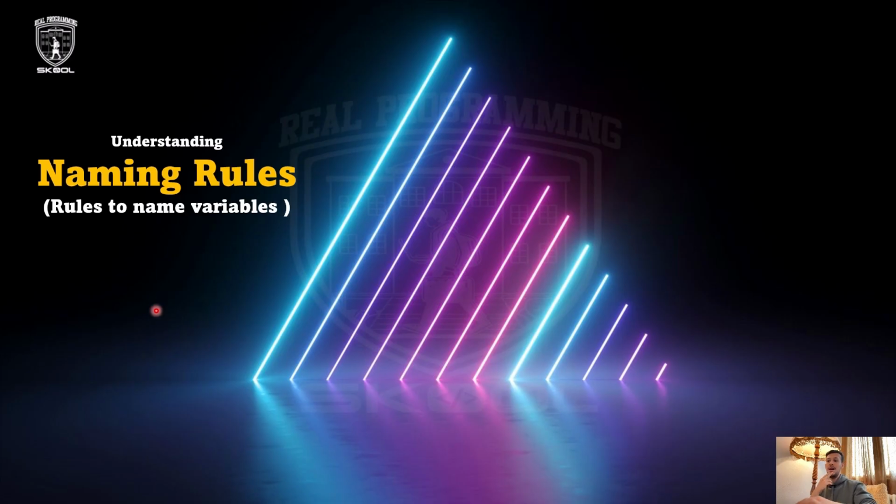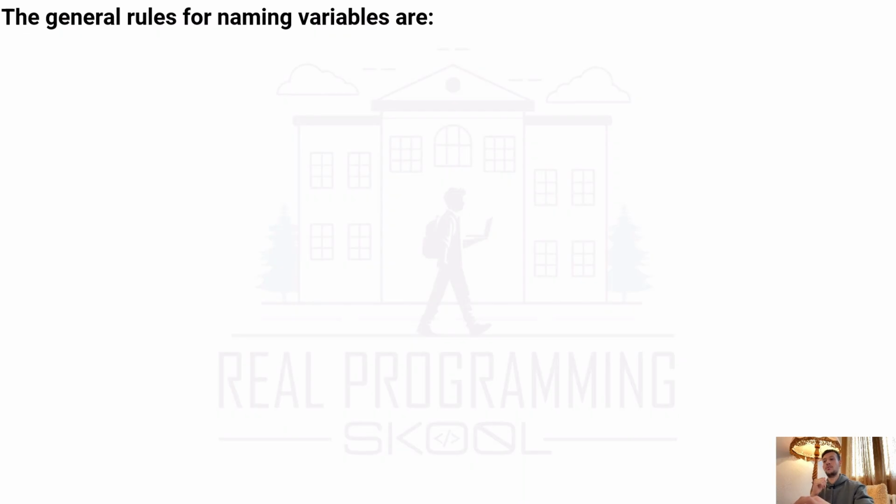And now we have rules to name variables. You cannot name the variable as you want. Yes, I can name it cuckoo, susu, fufu, but there are also rules for naming. Let's see the rules of the variables.